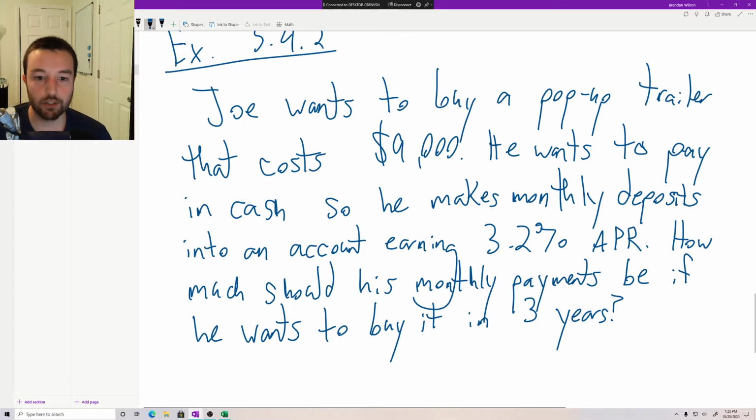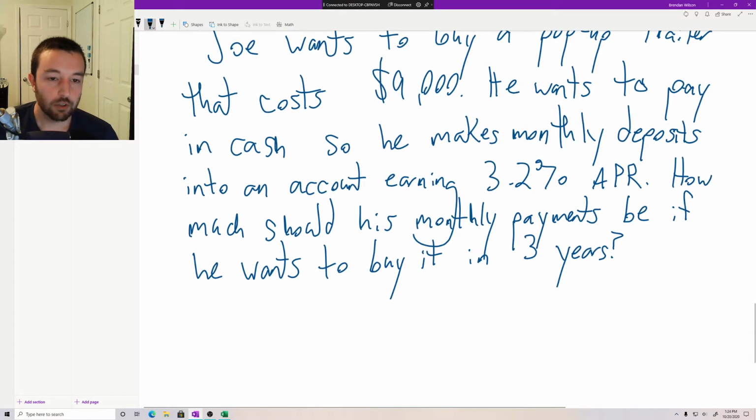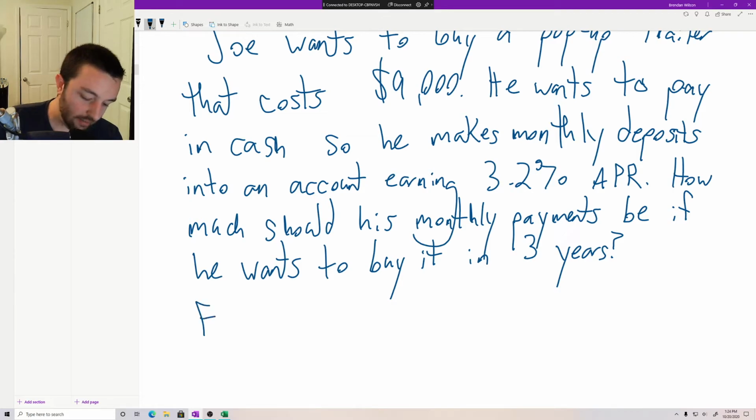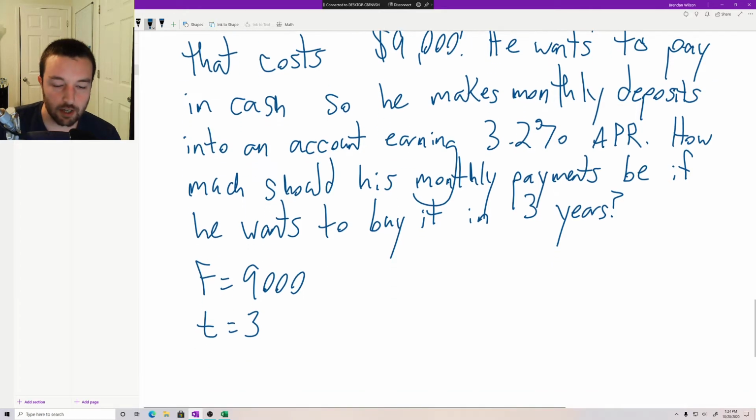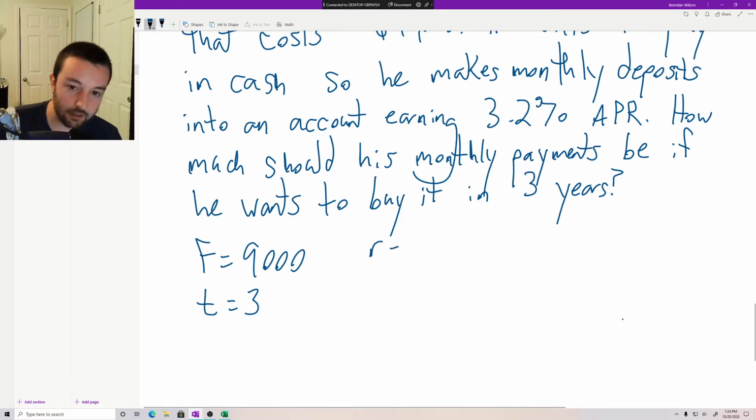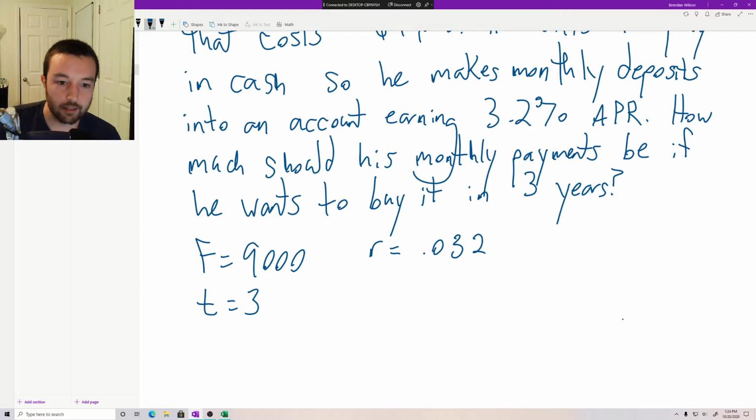So we're asking a different question than before. Now we want to find the payment. So we know the future value is going to be 9,000. That's how much we want to save up to. So our F here is 9,000. T we know to be 3 because that's how long we're looking at buying it in. So now we need our R and our N. Our R is the 3.2 converted to decimal. And then our N is how many payments we're making. It says monthly, so it's going to be 12 again. Okay.